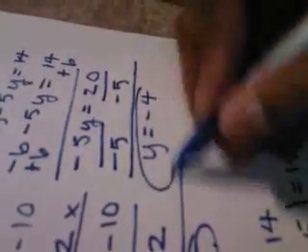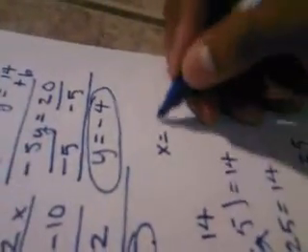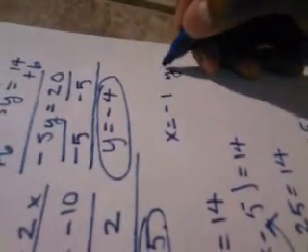So there you have it. X equals negative 1, y equals negative 4. And those are your answers.